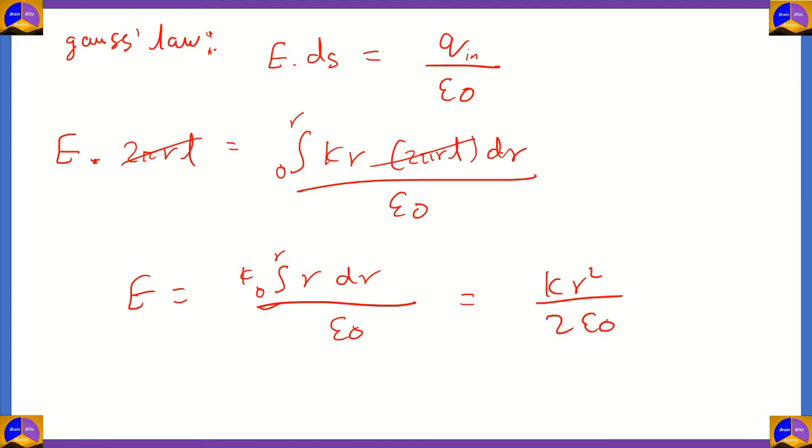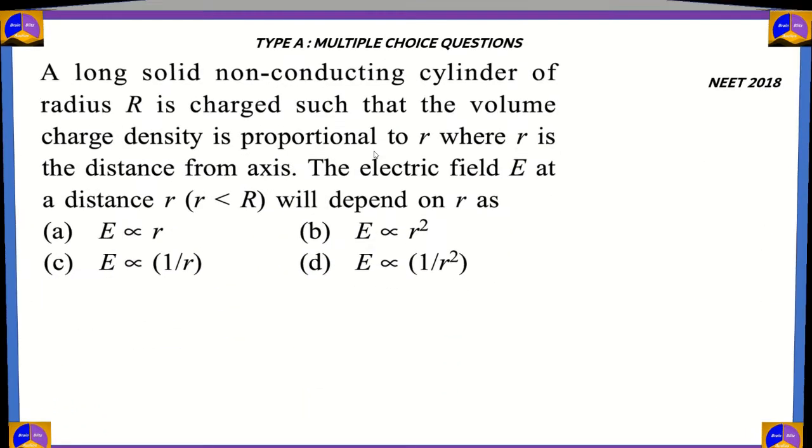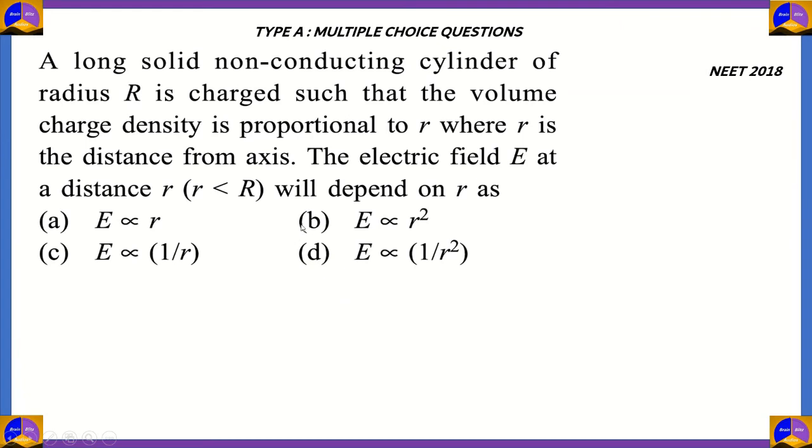So the equation's values do not matter because we now know what is the relation between the electric field and the radius, the distance. So E is proportional to r squared. This is the correct relation. And if you look at our options, you can see that option B is the correct option. E, that is the electric field, is proportional to r squared when the volume charge density is proportional to r.